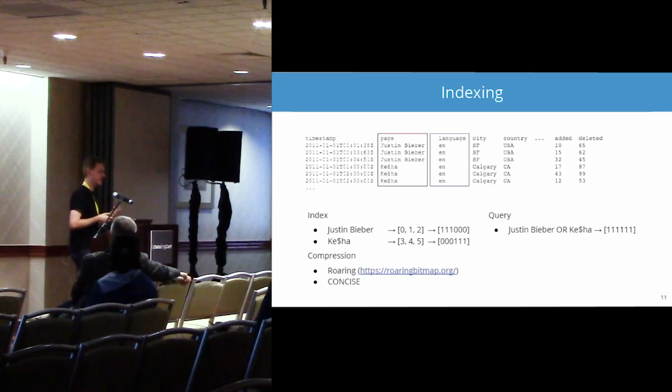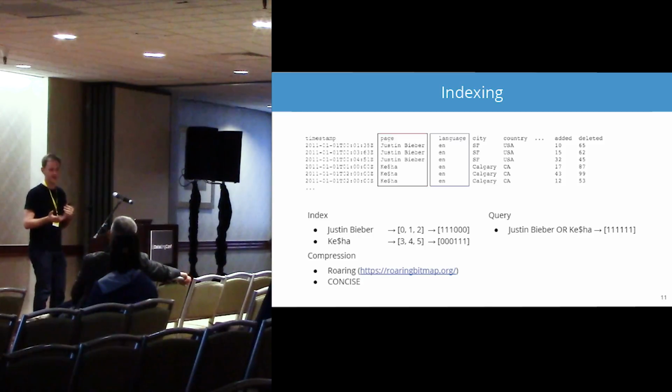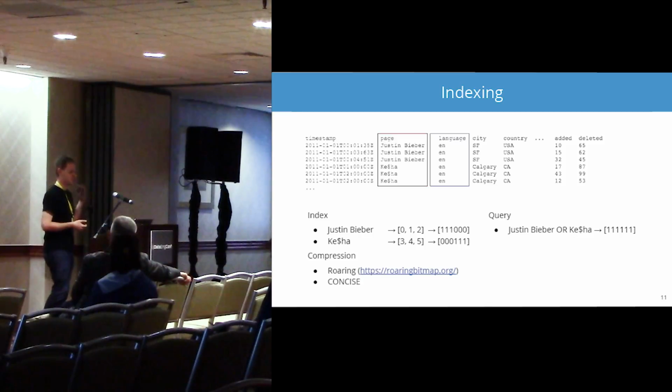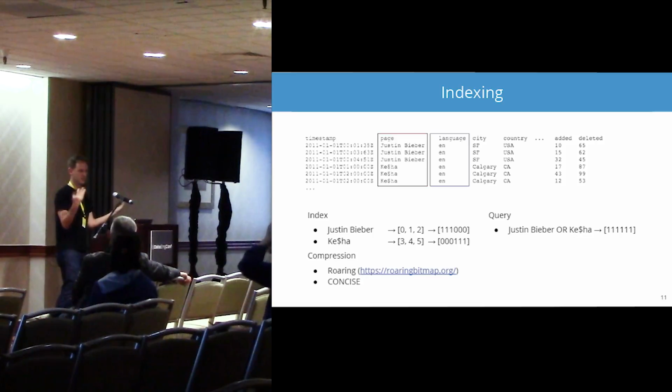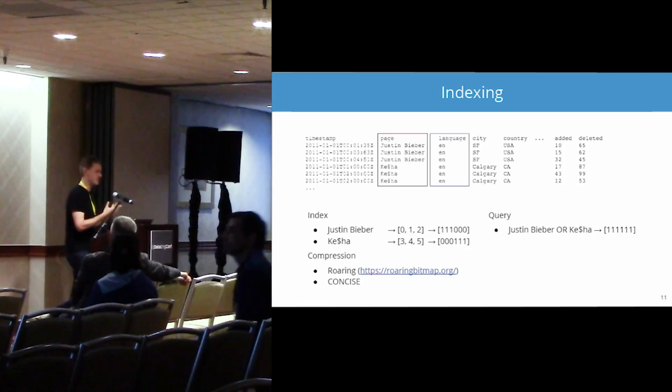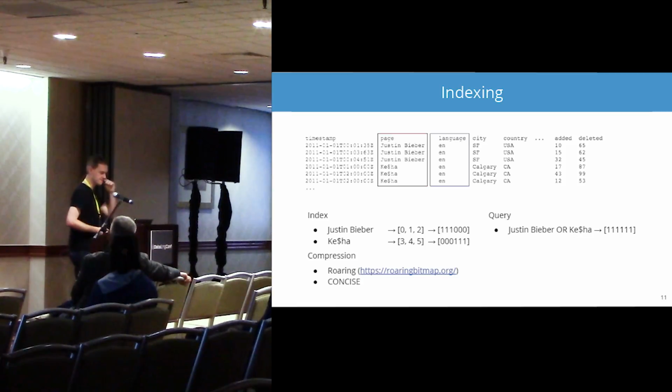And those bitmaps are nice because they can be combined across columns. If you have an AND filter or an OR filter, for page equals Justin Bieber and city equals San Francisco, we can get the bitmap from the page column, the bitmap from the city column, and combine them together. So it's nice for Boolean filters across columns as well.